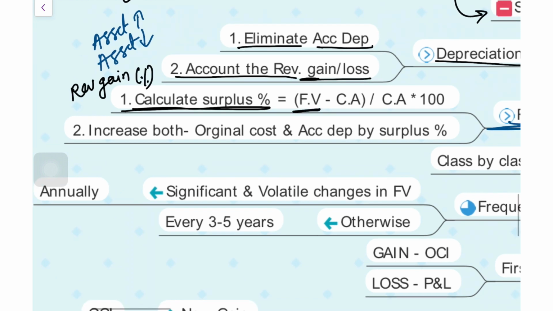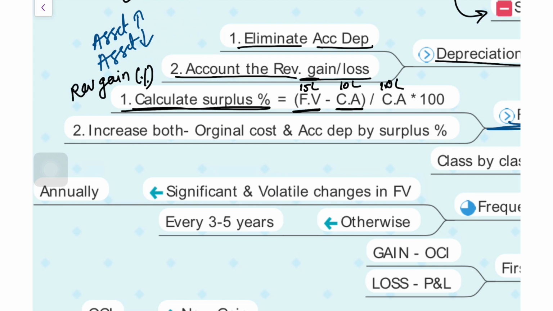How will you find it out? You first take the fair value of the asset. Suppose the fair value is 15 lakh rupees today, you have to minus the carrying value. Suppose the carrying value was 10 lakh in the books. So 15 lakh minus 10 lakh, divided by 10 lakh, into 100. That is fair value minus carrying amount, divided by carrying amount, into 100. If you do so, you will arrive at your surplus percentage.